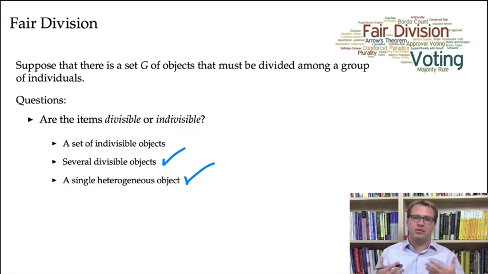So there's three. When you talk about the problem of fair division, you need to first determine what type of fair division problem you are dealing with. Do you have indivisible objects or divisible objects?